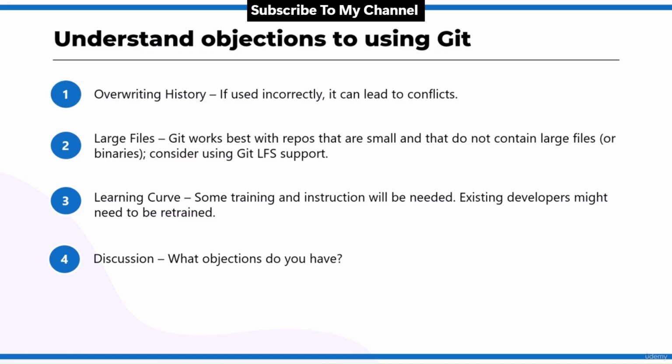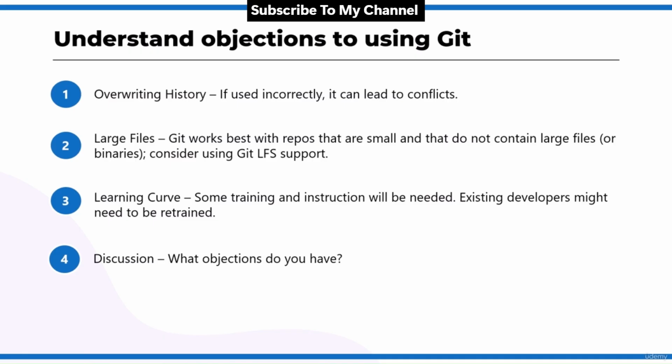Now, when we talk about each one of them, like overwriting history, Git technically does allow you to overwrite history. But like any helpful feature, if you misuse it, you can create issues with overwriting history, and it can create conflicts. If your teams are careful, they should never have to overwrite history. But there are cases where people have done that and have faced issues.